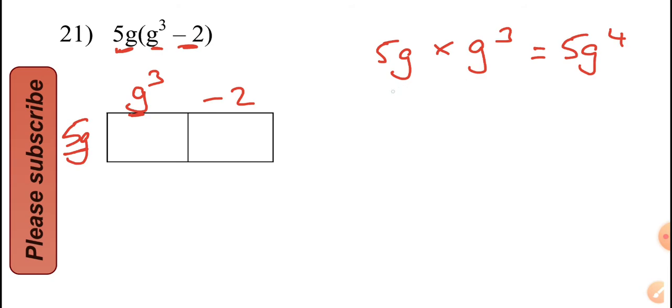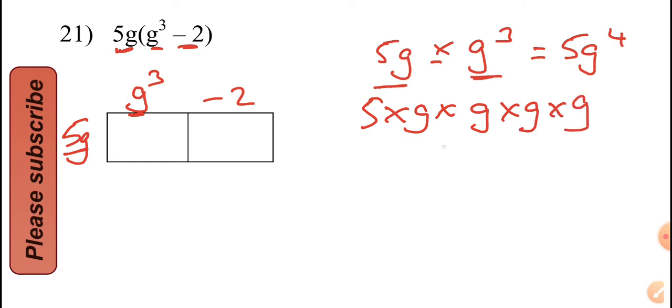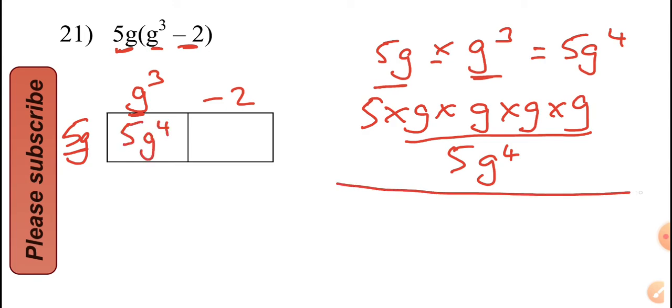How is that? Well, if you look at 5g means 5 times g, then put the times here again, and then g cubed means g times g times g. So as you can see, we have g to the power of 4, and that's times by 5. So in this box here we have 5g to the power of 4, and now we're going to do 5g times minus 2, and really you should now be able to just say that that is minus 10g and write it here.